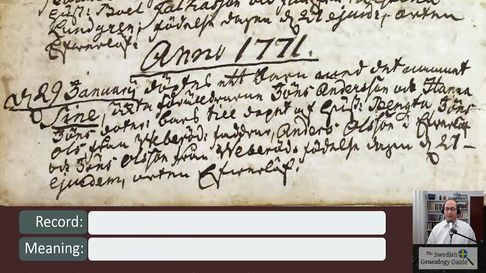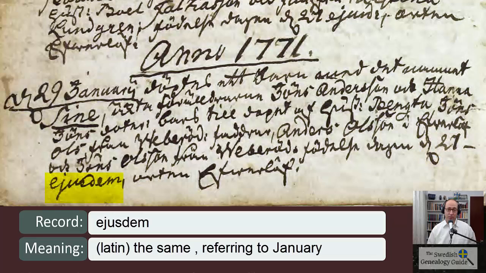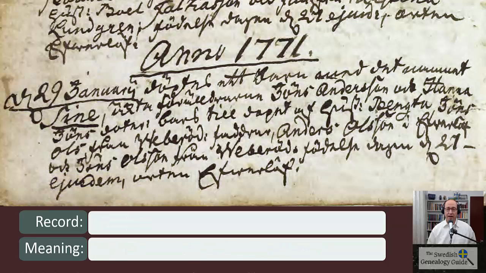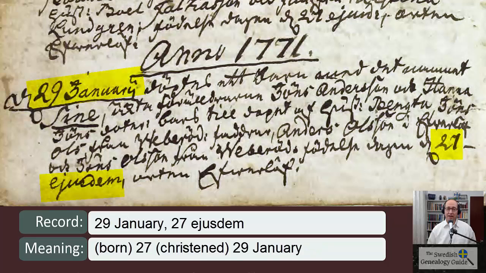The next word is F-Ö-D-E-L-S-E, födelse, which means birth. And then we have the word dagen, D-A-G-E-N, so the birthday. And then the abbreviation D for on, the 27th. And then we have a Latin word, iusdom, which means of the same, referring back to January. And so this child was born on the 27th of January and christened on the 29th.